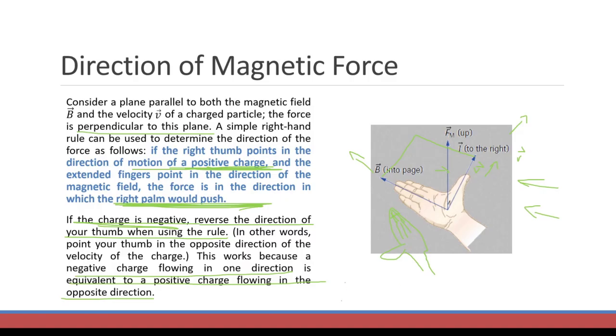So either way that you like to do it, if you set it up first and then flip it, that's fine. Or if you think of it in this way, but usually it's best to just set it up like a positive charge and then ask yourself if the charge is positive or negative and flip accordingly. So in this case, it'd be pointing down, palm direction.